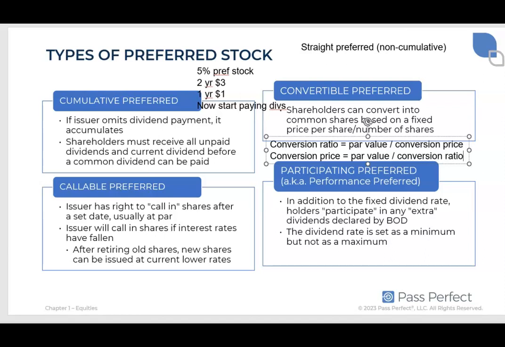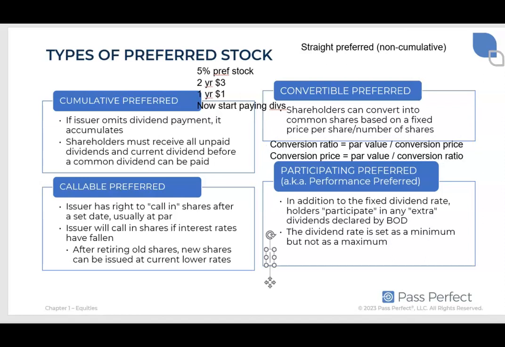Okay. All right, a participating preferred. This is where the investors receive their stated dividend, right? They'll get their dividend payment, and they just may be able to participate in additional dividends over and above the stated dividend. It's not assured, but it's a possibility.